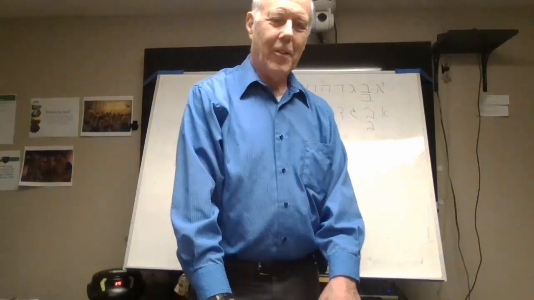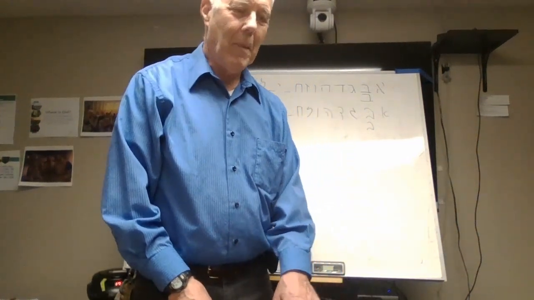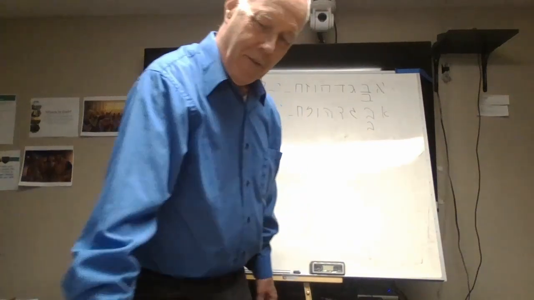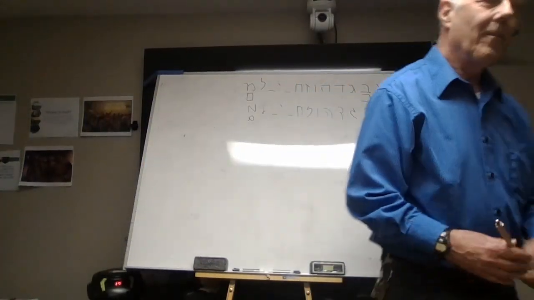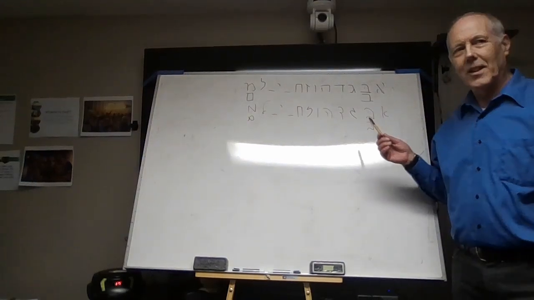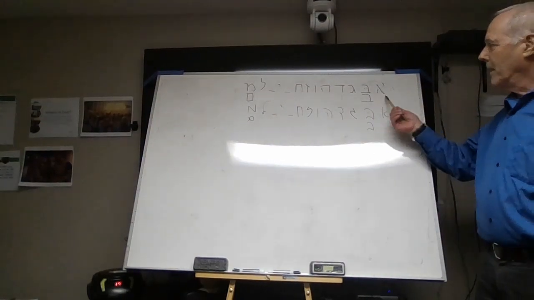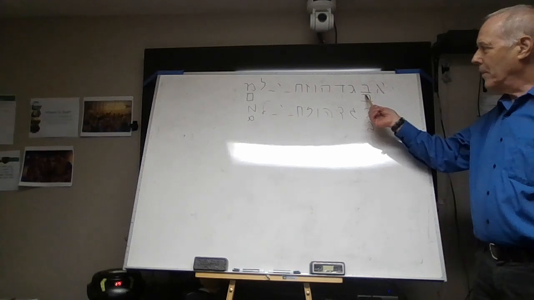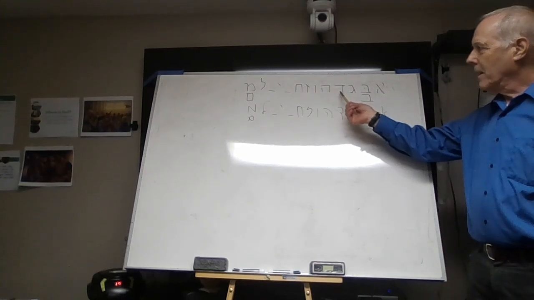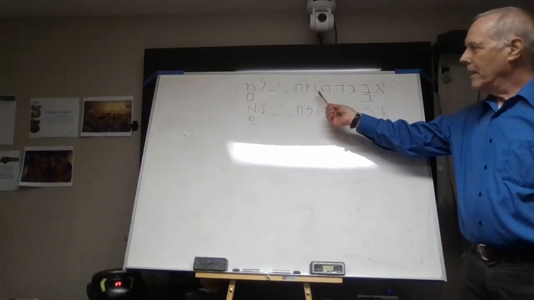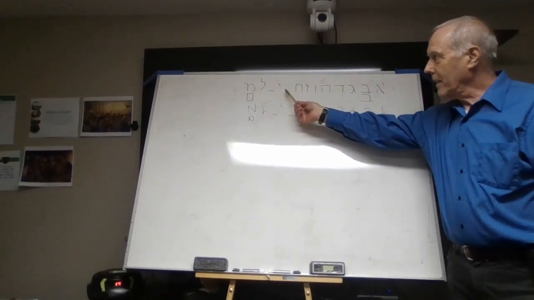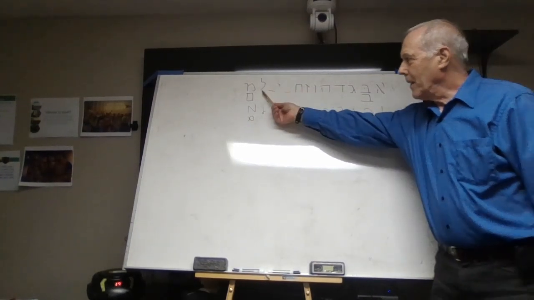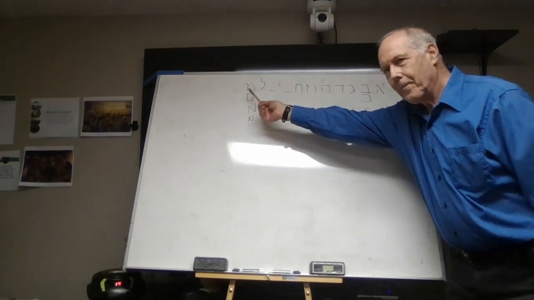Okay, we're going to cruise through lesson 8 from our Mayim book. We've got a bunch of letters that we've learned so far. Say the names of these letters with me, guys. Aleph, Bet, Gimel, Dalet, Hey, Vav, Zayin, Het, Tet, Yod, Lamed, Mem.